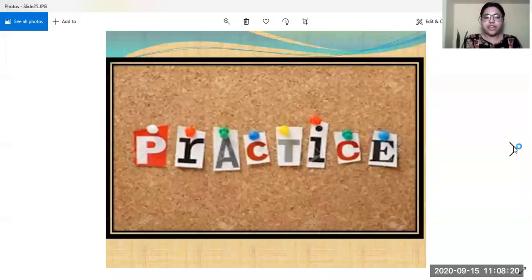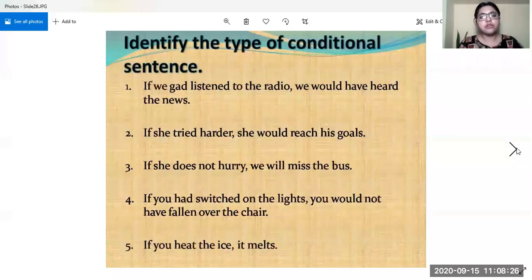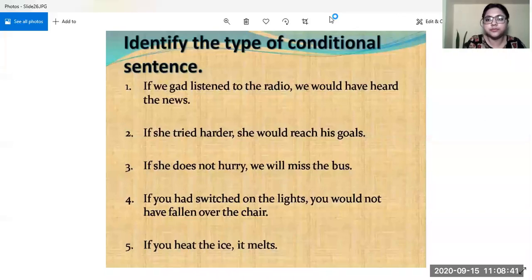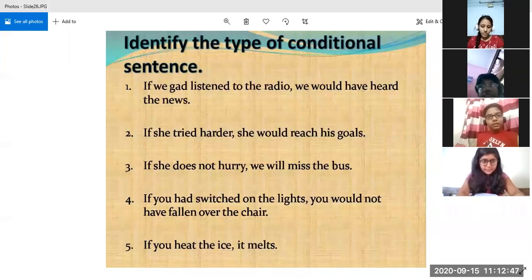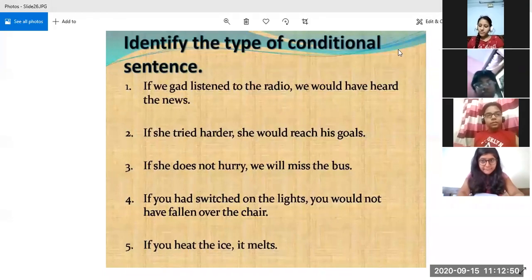so now let us practice if we have understood it well. The first exercise is you have to identify the type of conditional sentences in these 5 sentences, and you'll get 10 seconds. So start writing your answers and then get back to me with your answers. So the first one, sorry, it's written, sorry for the typing error. If we had listened to the radio, we would have heard the news.